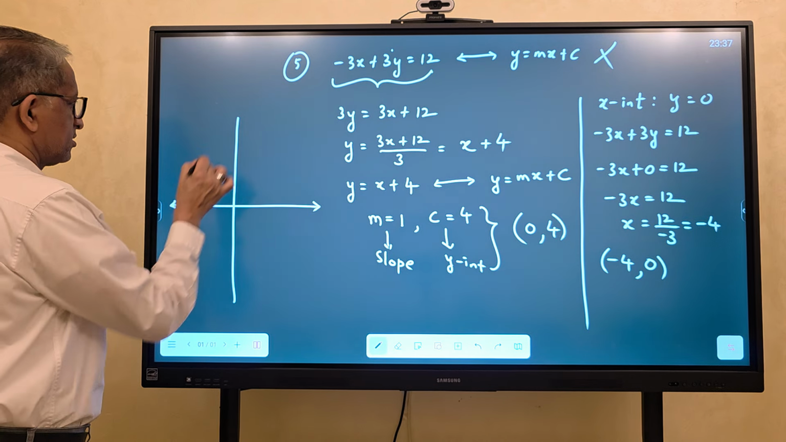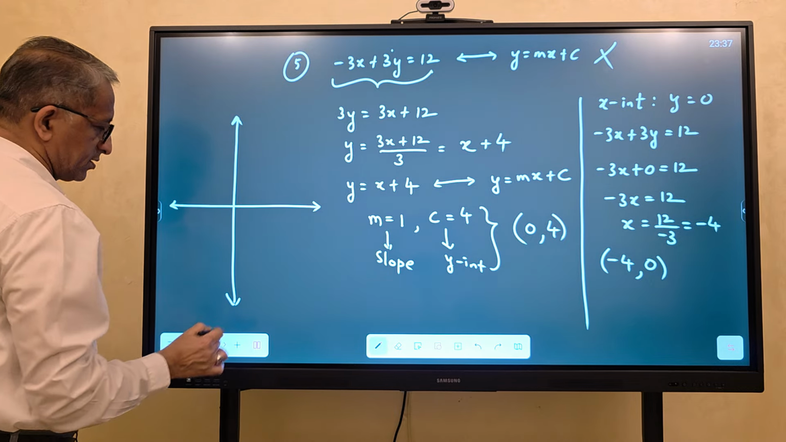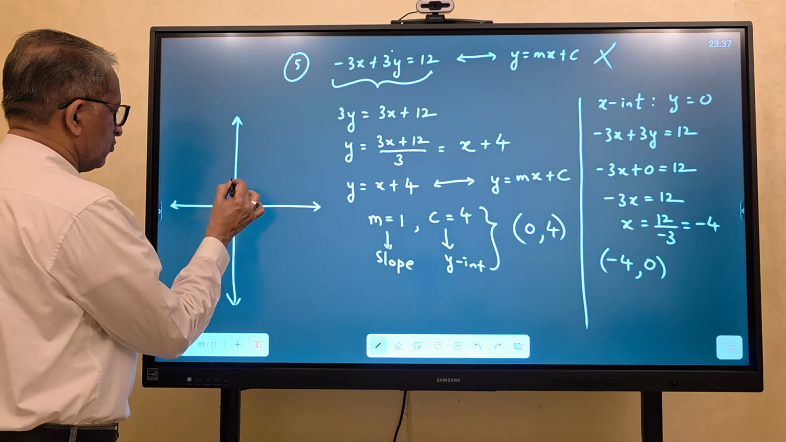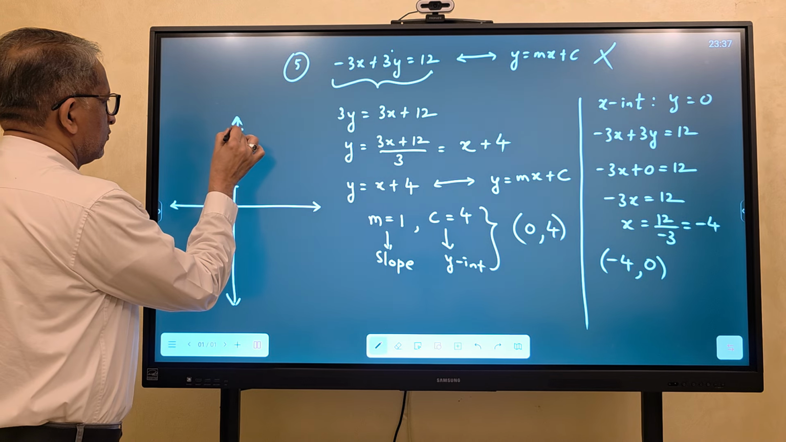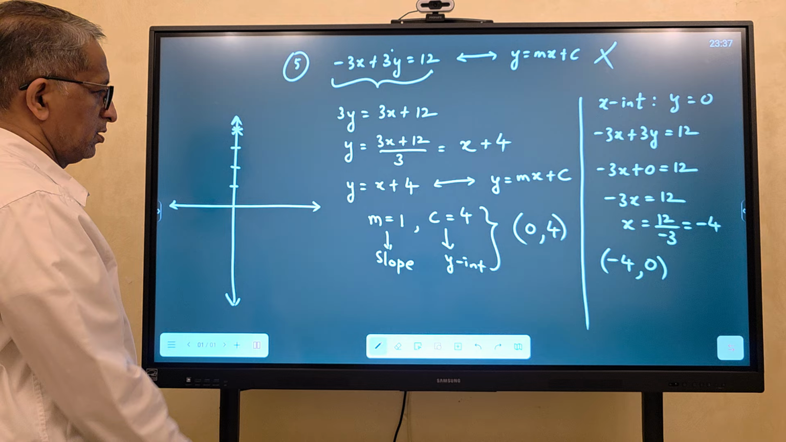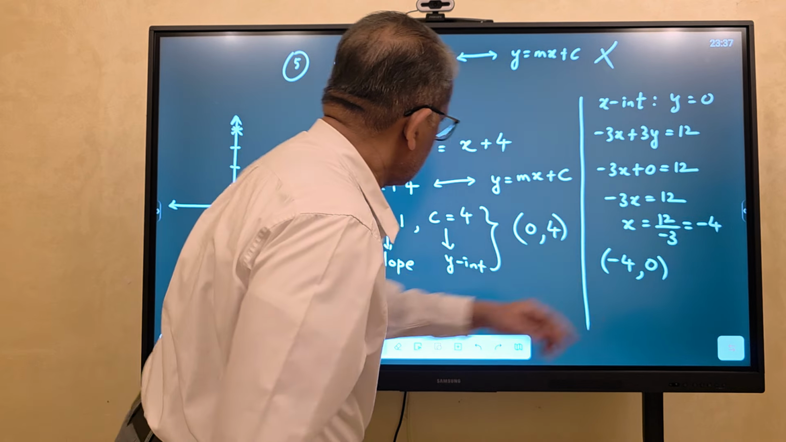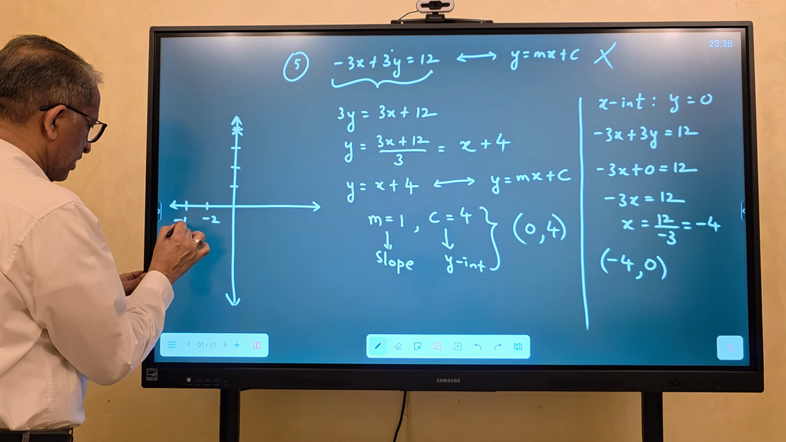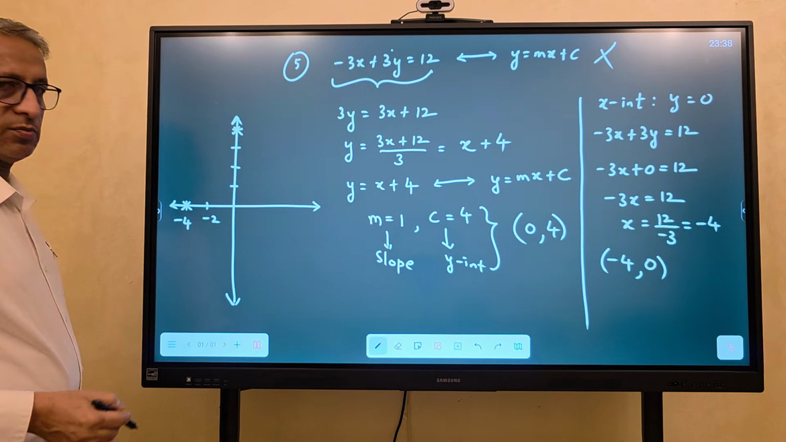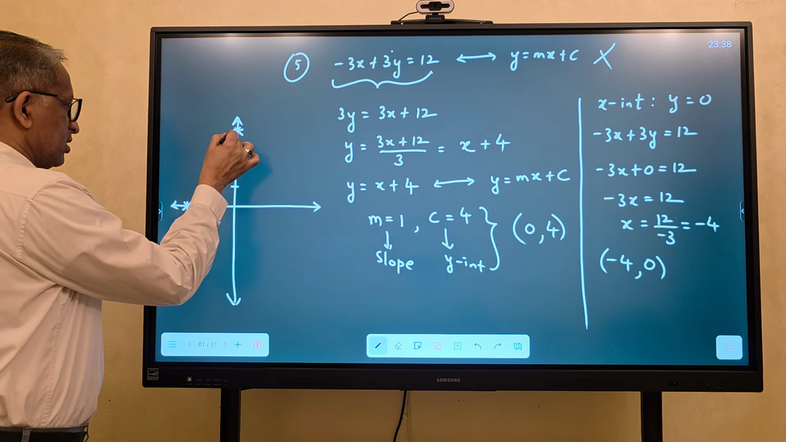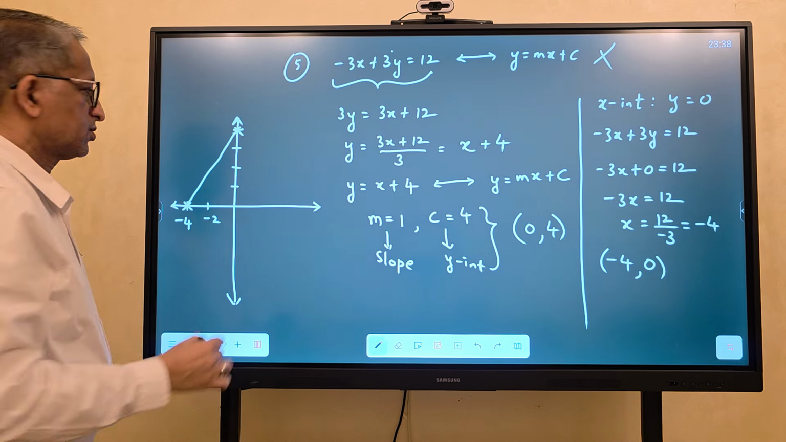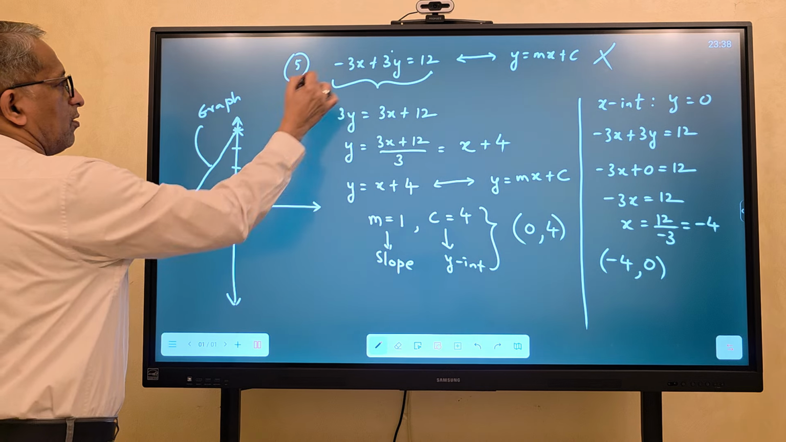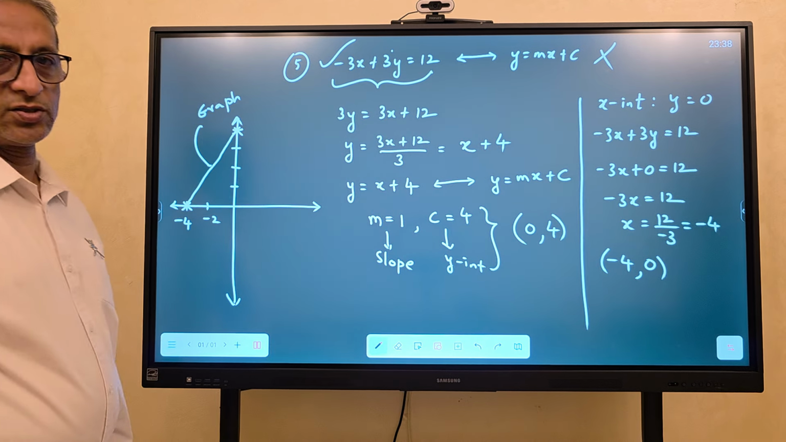This is the x-axis, this is the y-axis. First, let me show (0, 4). (0, 4) means 1, 2, 3, 4 here. Then we have (-4, 0). (-4, 0) means -1, -2, -3, -4, so (-4, 0). Join these two points. So this is the graph of this linear function.